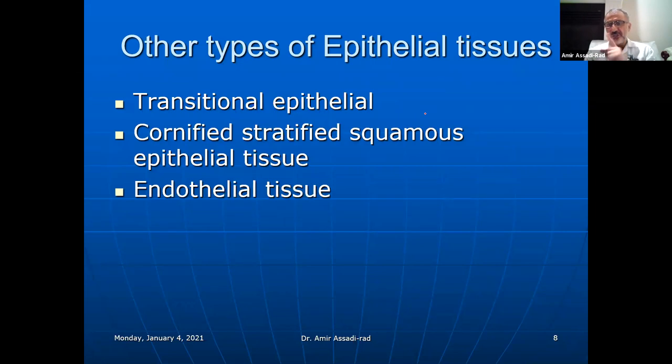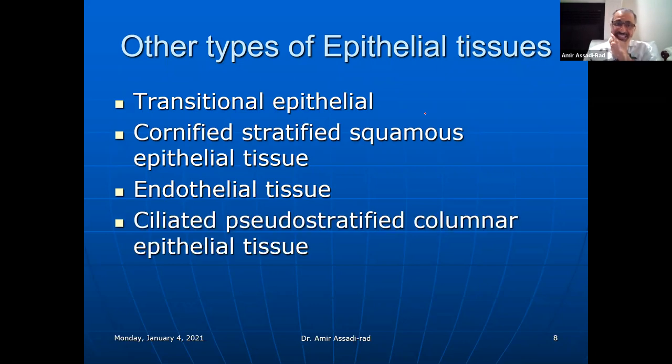And endothelial tissue is one layer of squamous epithelial tissue, and it covers the innermost layer of your blood vessels, okay? The innermost layer of your blood vessels is one layer of squamous epithelial tissue, which is called endothelial tissue. All of your blood vessels, including your heart, are covered by one layer of squamous epithelial tissue. Ciliated pseudostratified columnar is in your trachea. Those cilia push all of the dirt up into your throat.